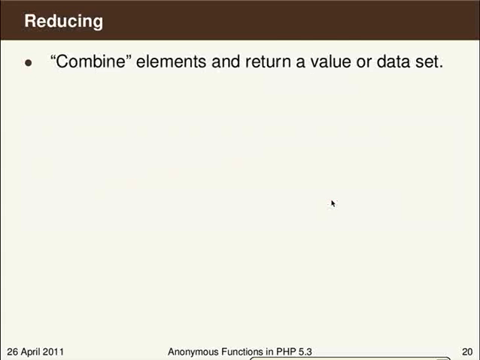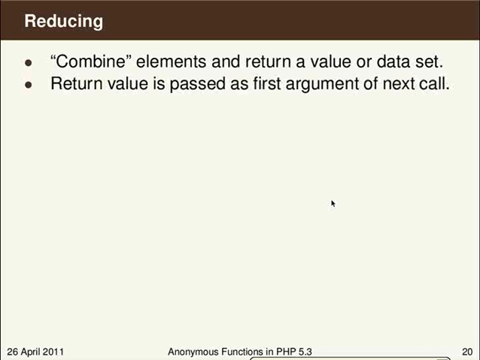So now we'll go into reducing, and what reducing does is it combines the elements and returns either a unique value or a data set. And it goes through and does transformations, is the way I look at it. So mapping is mainly trying to figure out what data do I want, and reducing is more about, now that I've got that data, do something interesting with it. The return value that you have is returned as the first argument of the next call in all cases.